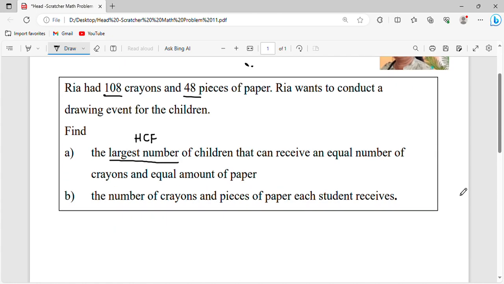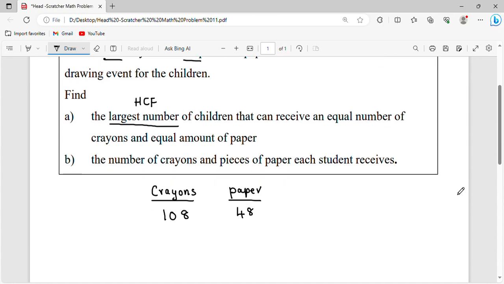So it would be good if you could label this as follows. So you have crayons and you have paper, right? So now let me write down there are 108 crayons and 48 pieces of paper. So that is done. So now let me find out what is the largest number of children for part A.